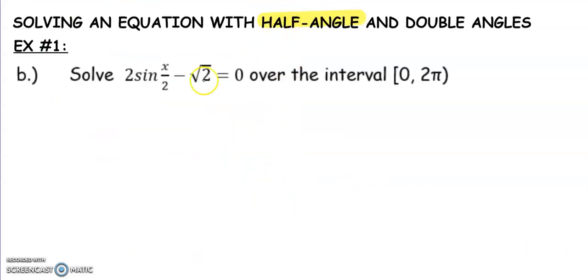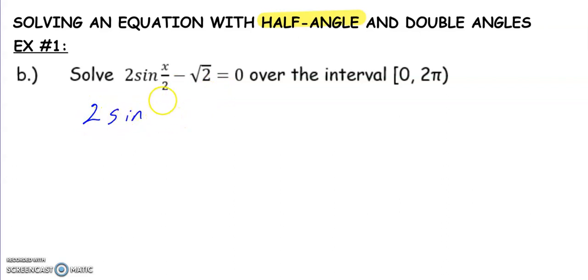Let's do another half angle, this time with sine. This time we want to write our answers in radians, and it can be 0, it can't be 2 pi. So if you end up on the positive x-axis, we're going to say 0, not 2 pi. So I've got this equation. Let's get the sine function by itself. I'm going to add radical 2 to both sides.